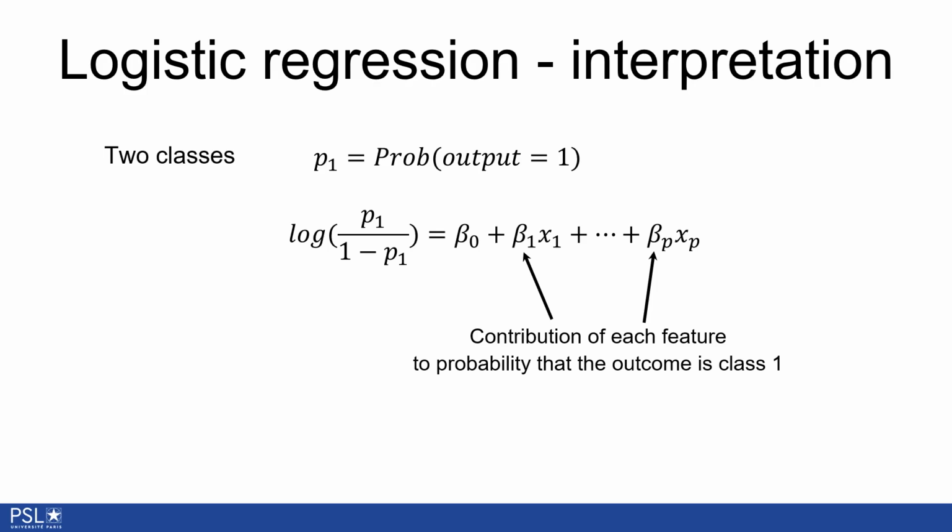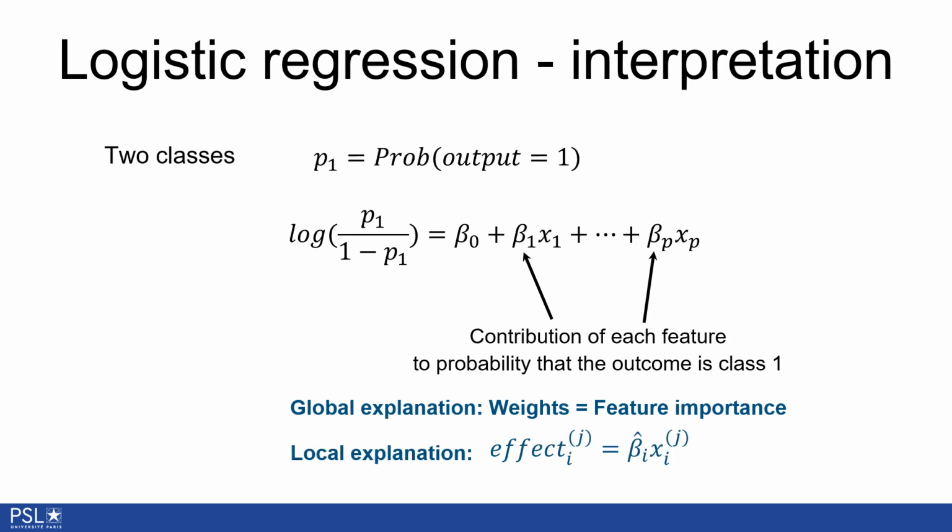More specifically, each term in the linear part quantifies the contribution of each feature to the probability that the outcome is class 1. So if we want a global explanation for the output of the model, we can directly look at the weights beta in the model, which quantify the importance of different features. If we want a local explanation of the output for a specific input instance, we can look at what we call the effects, where the effect of feature i in instance j is the coefficient beta_i of feature i multiplied by the value x_ij of the feature i in instance j.